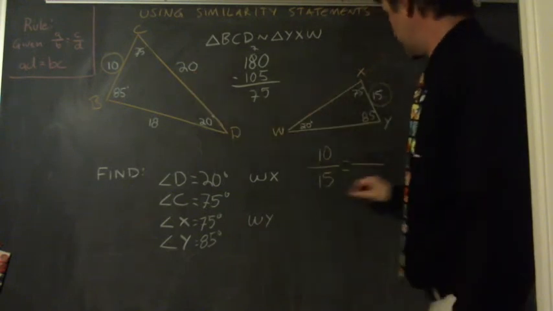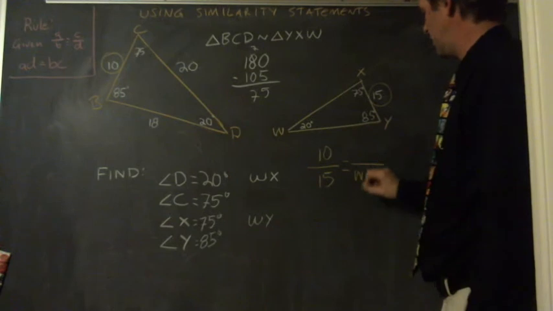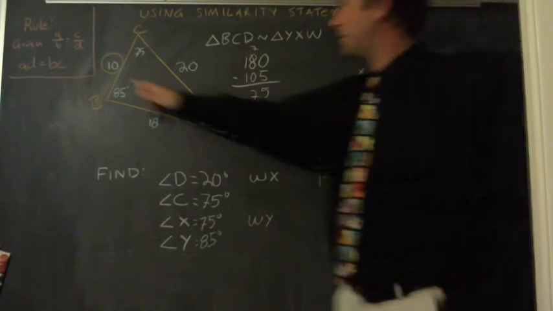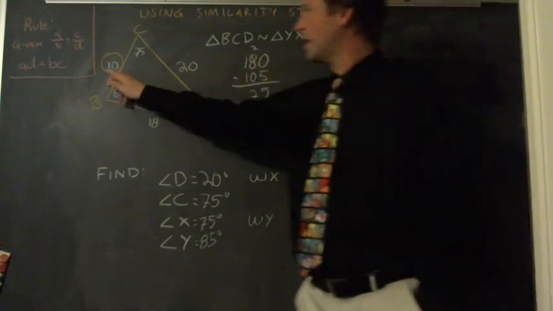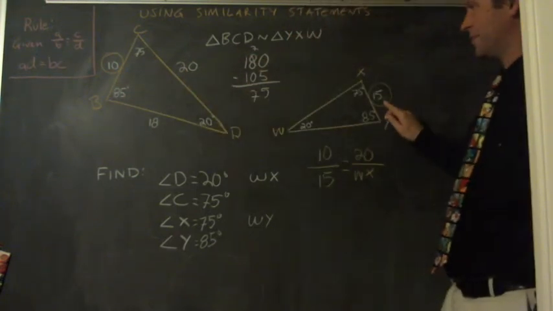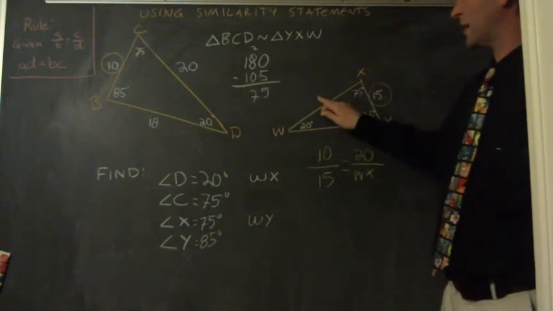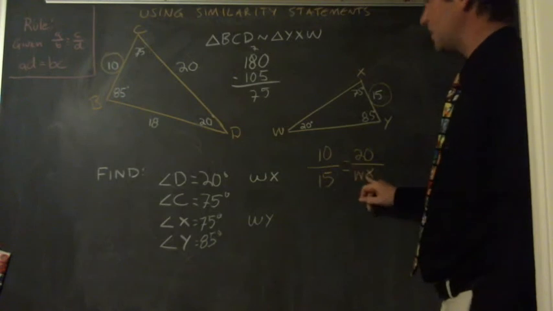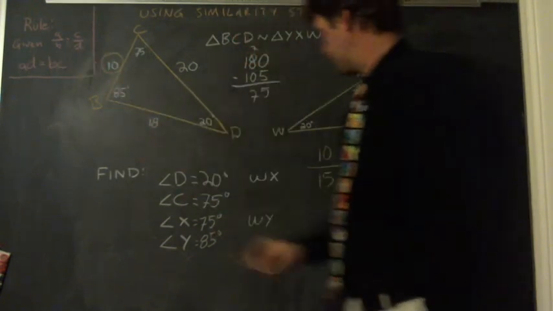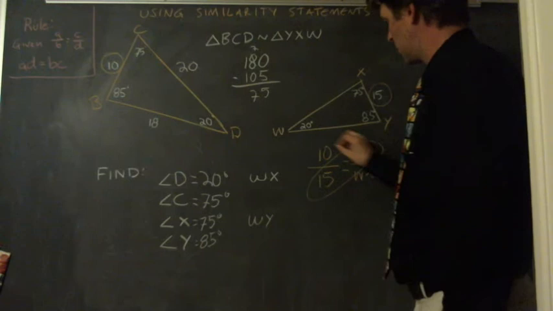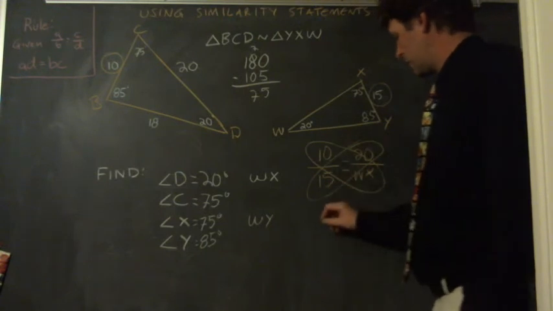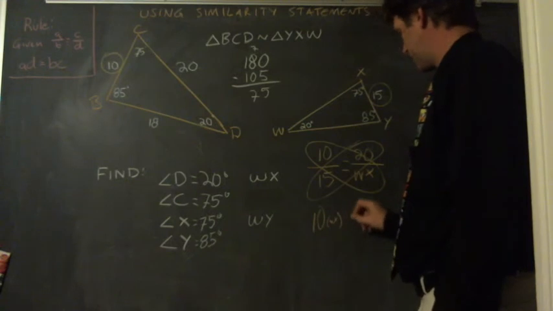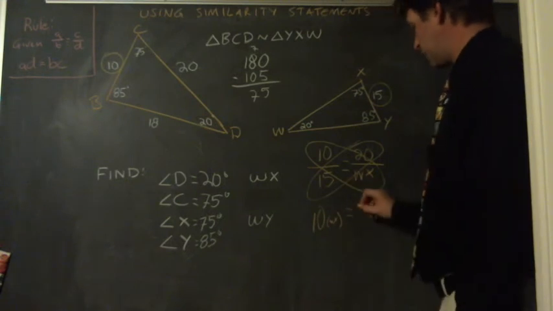When we go to find WX, we're going to put the 20 up top. 10 is to 15, as 20 is to WX. 15 times 20 equals 10 times WX by our rule of proportion. So 10 WX is the same as 15 times 20.